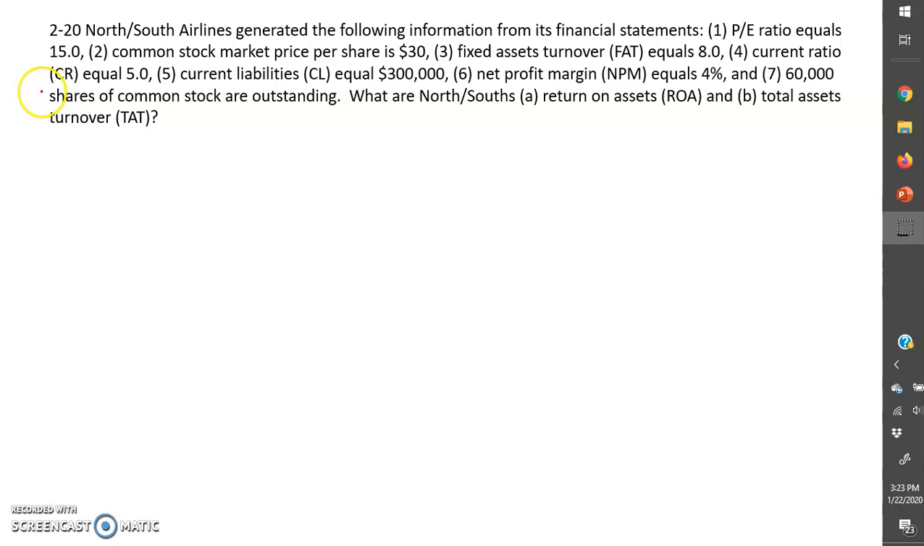Okay, this is CFIN6, Chapter 2, Problem 20. North-South Airlines generated the following information from its financial statements. P/E ratio equal to 15.0. Common stock market price per share is $30. Fixed asset turnover equals 8. Current ratio equals 5. Current liabilities equal $300,000. Net profit margin equals 4%. 60,000 shares of common stock are outstanding. What are North-South's return on assets and total assets turnover?